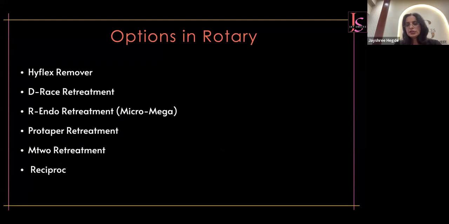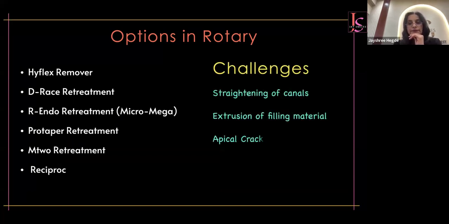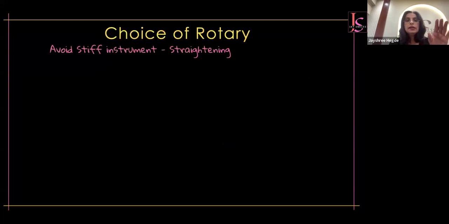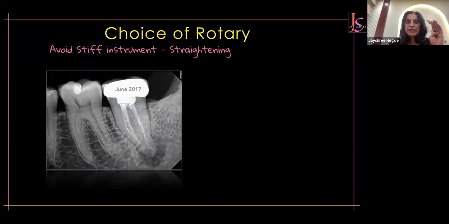Now, when you look at these instruments, you need to see what is the safest of all, especially in curved canals. Will these instruments cause straightening of the canal? Or is the design such that, instead of removing the filling material towards the orifice, they will push the filling material into the apex? Or if they're very stiff, will they cause apical cracks and more iatrogenic errors? So you need to choose what is best for you. We need to avoid very stiff instruments.